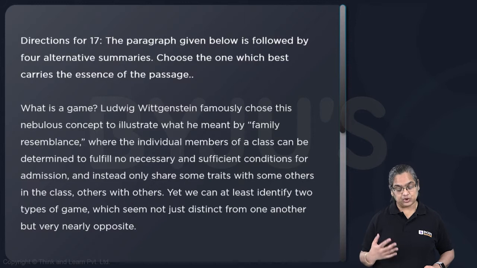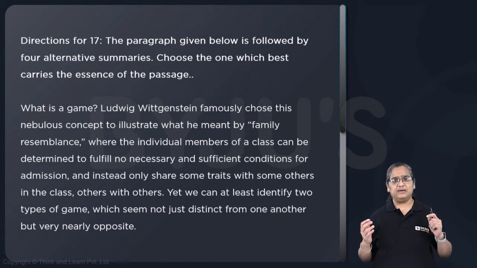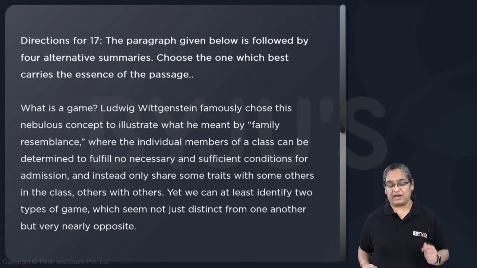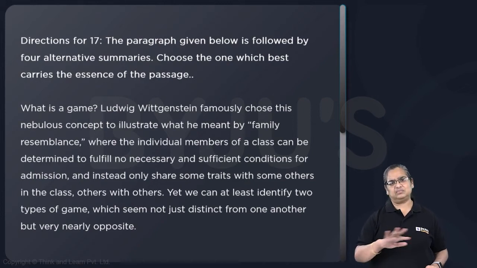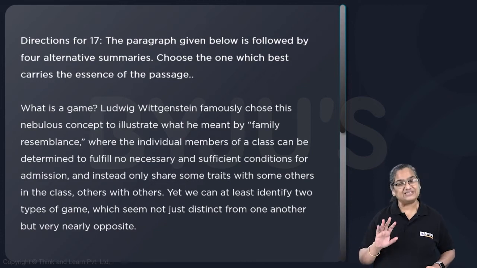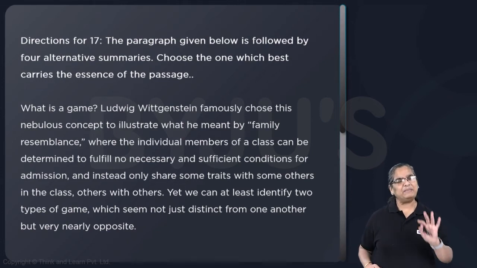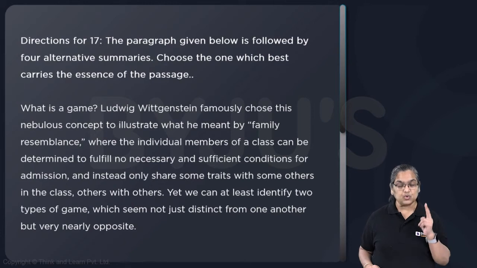Wittgenstein famously chose to illustrate the concept of the game by what he meant by family resemblance. So he brought in that the game is similar to family resemblance, where the individual members of a class don't have to fulfill many conditions. They just have to share some traits with others. So a game is similar to family resemblance. Yet we can identify at least two types of games.